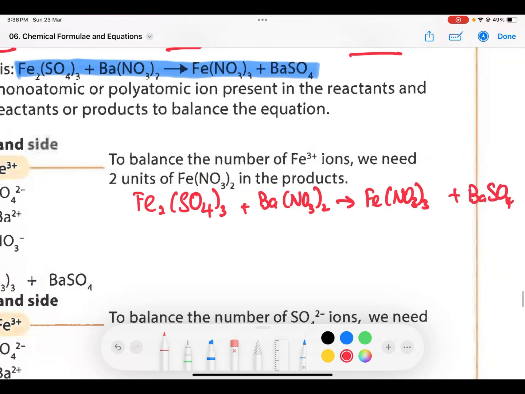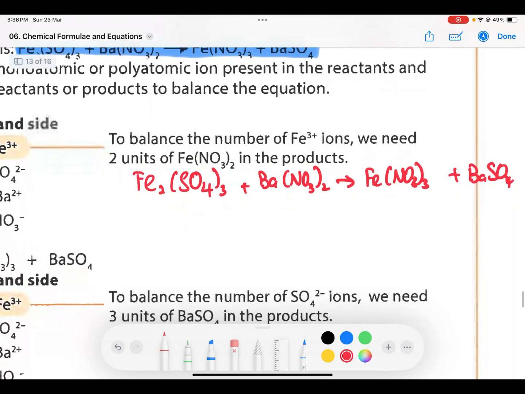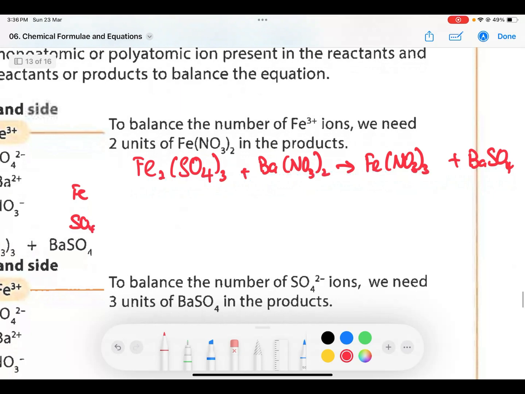Like that, correct. So I'm going to have one row for Fe3+, one row for SO4 2-, one row for Ba2+, one row for NO3-. Now for Fe2(SO4)3, actually I got 2 Fe3+, and I got 3 SO4 2-.